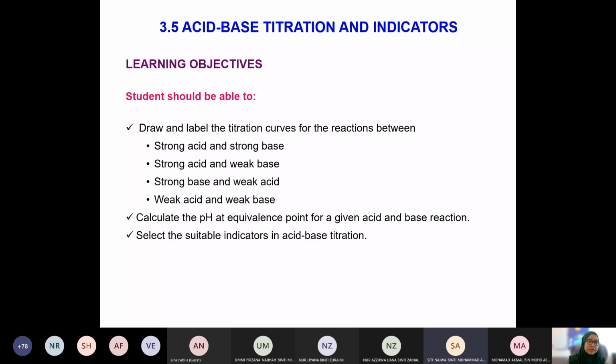When you want to use the ICE table, actually you don't use the formula at all. That's what is called the ICE table. It means you put it into the Ka expression, and then find out the x. x is equal to H3O+. Those are what we call the ICE method. I used the ICE table just now so that I could show everything clearly. But the methods below, I didn't use the Ka expression. Okay, I straight away insert into the formula.